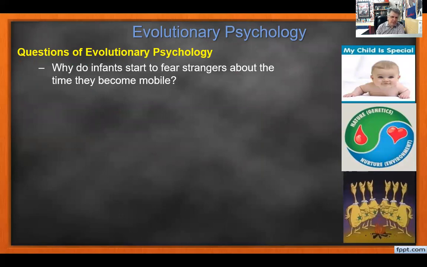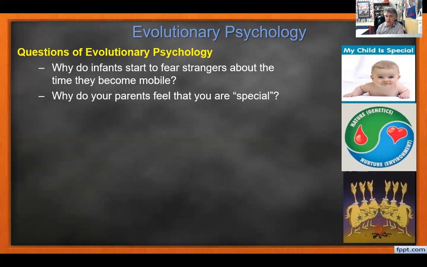So evolutionary psychologists would ask questions like, why do infants start to fear strangers about the time they become mobile? Well, about the time you become mobile, your eyes are better and you're starting to recognize different people and you're realizing not every adult is your caregiver. Why do your parents feel that you're special? Because to them you are. Your victories are their victories, your defeats are their defeats. You are special to them, but to everybody else, you're traffic. You're in the way.